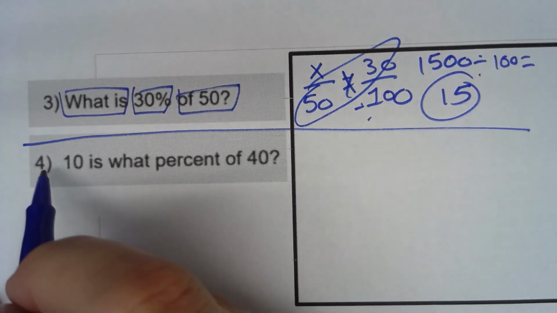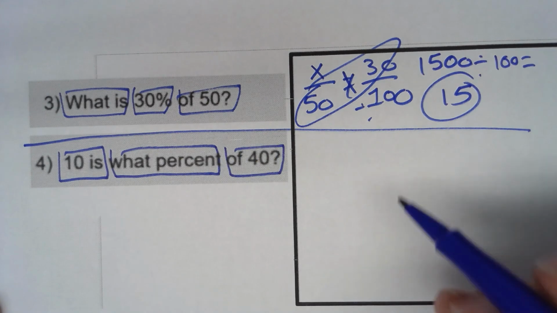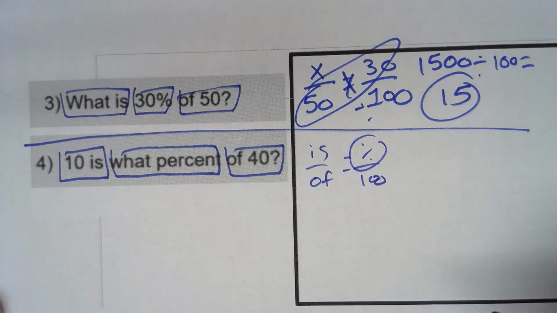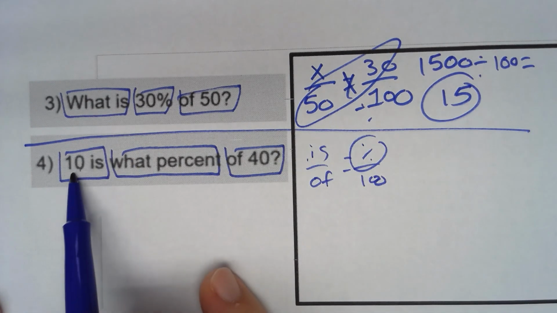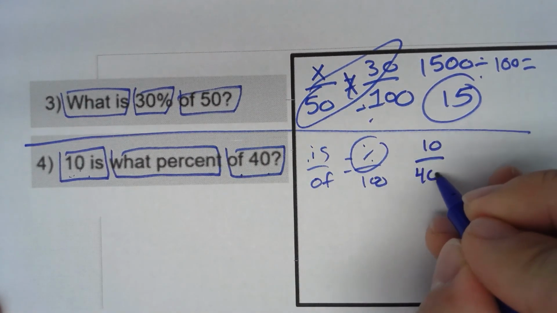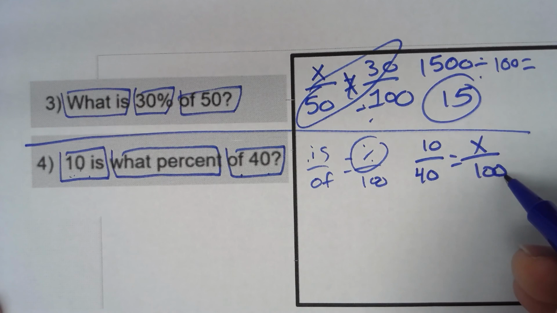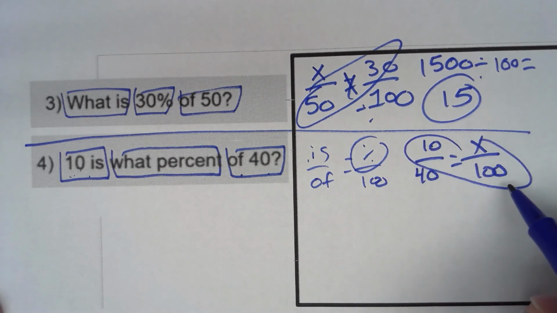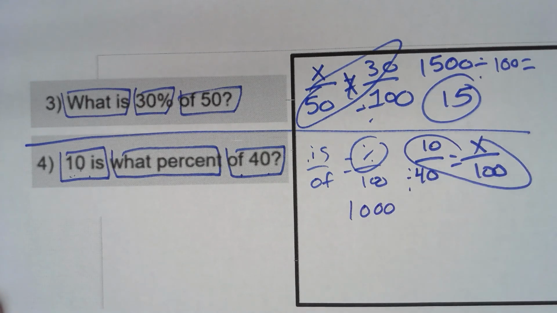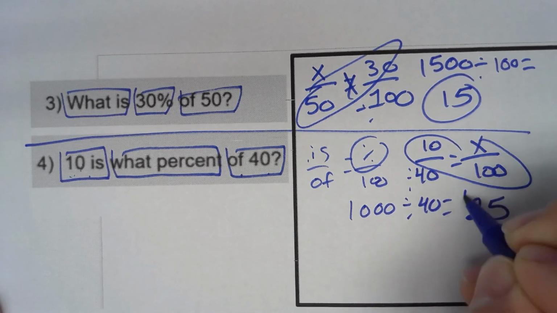This one's a little different. 10 is what percent of 40? So now I don't know the percent. Is is 10, because it says 10 is. Of 40. Percent I don't know. And that's always 100 here. So 10 times 100 is, just add a 0, 1,000. And then I do 1,000 divided by 40, and I get 25.